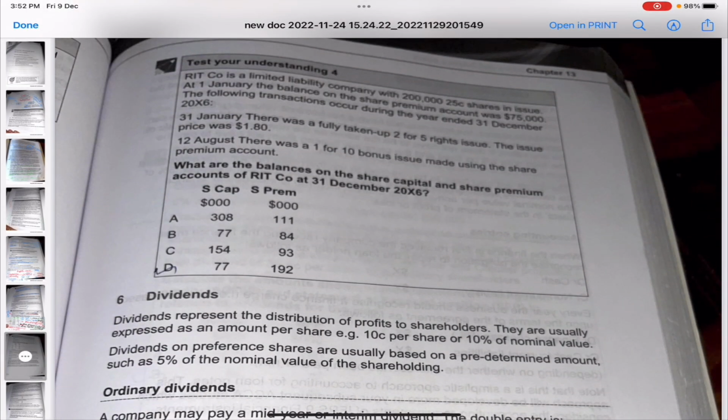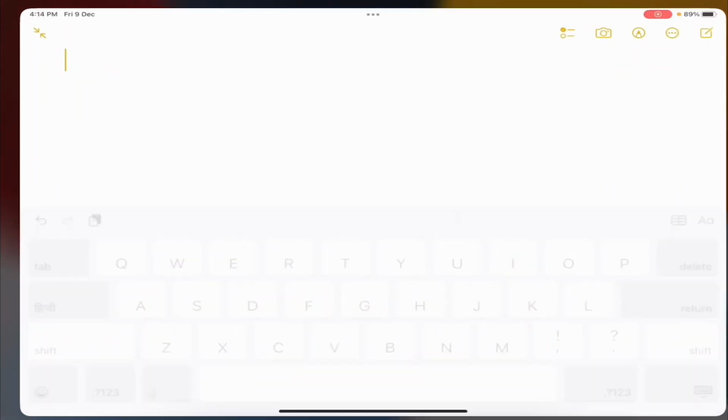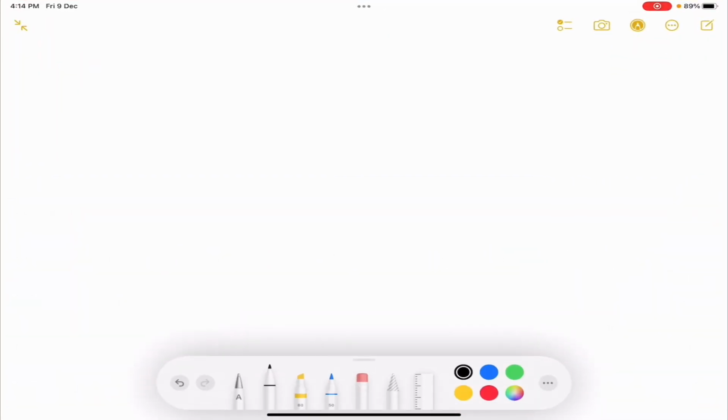Next question. RIT company is a limited liability company with 200,025 shares in issue. At 1st January, the share premium balance is also given, which is 75,000. So basically we need to do the journal entry of everything. Let's do one by one. The first line, 200,025 C shares were issued. So let's write the normal journal entry. What would it be?